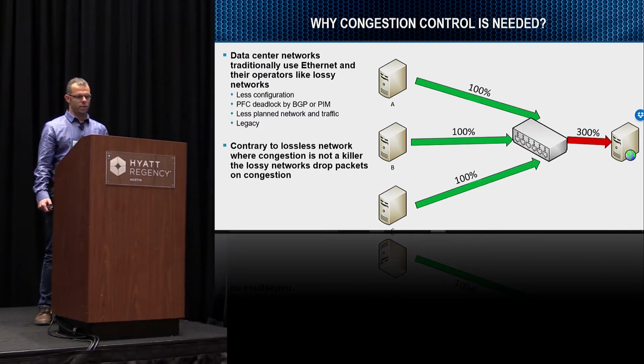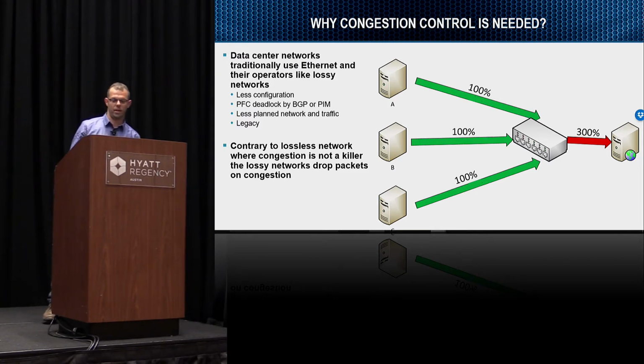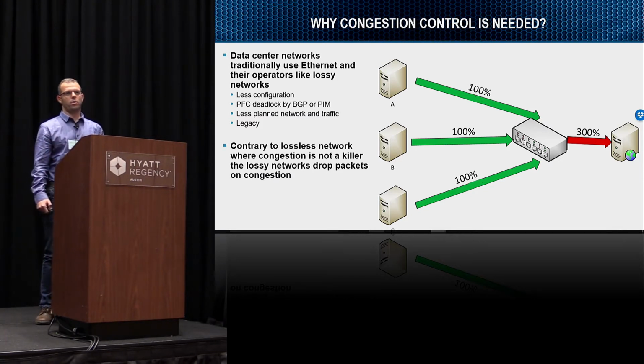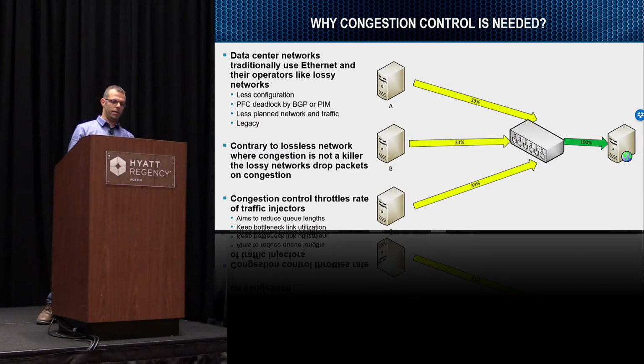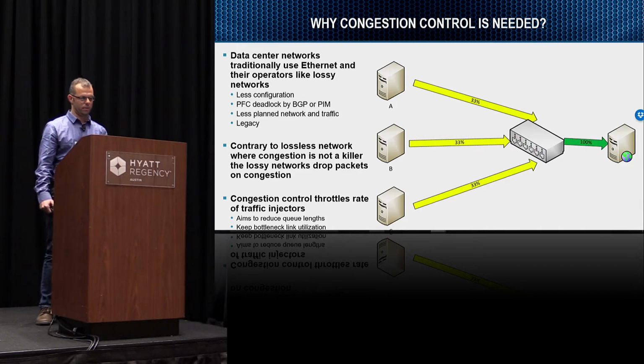Contrary to lossless networks, congestion is not a killer because of the flow control. In lossy networks, when congestion happens, like in this scenario, packets are dropped. Here we see 3 hosts that are sending to a common destination. After some short time, the switch buffers will overfill, and packets will be dropped at a continuous and high rate. Congestion control works end-to-end, contrary to flow control, meaning that the rate of the traffic injectors is throttled.